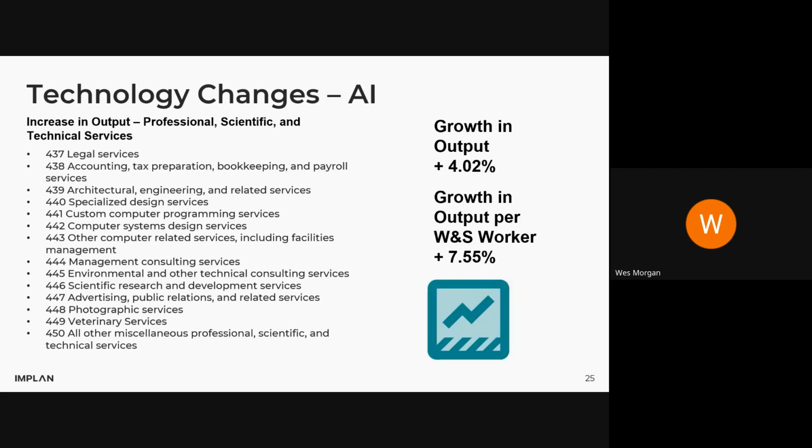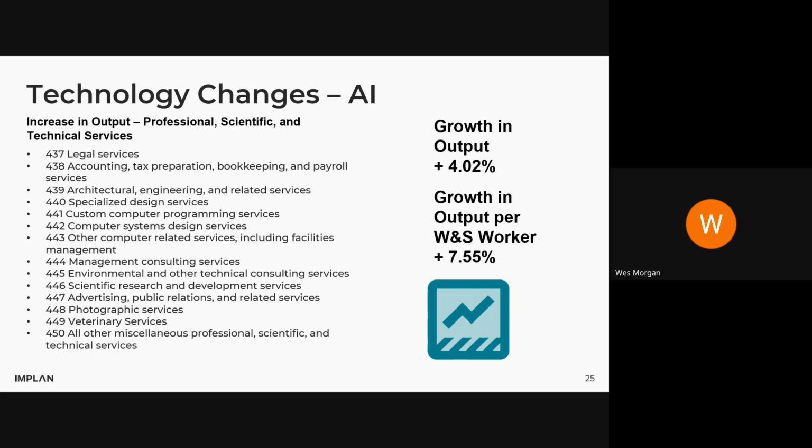Okay, on the more cheery side, another really interesting reason that there might be changes in output would be due to changes in technology. So artificial intelligence has been a hot topic for a while now. So we thought it'd be interesting to look at some of the industries that are really driving that adoption of AI. Industries that belong to the grouping of professional, scientific, and technical services are really big proponents of AI adoption. And indeed, we saw positive growth for all of them at the US level in IMPLAN's data. Overall growth in output grew by about 4%, while overall growth in output per wage and salary worker grew by about 7.5%.